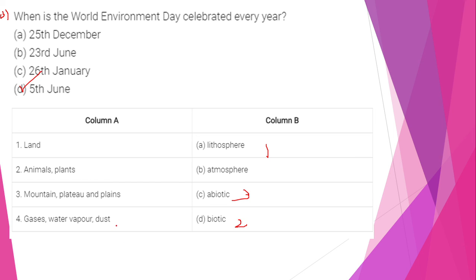Gases, water vapor, and dust would be present where? The gases are oxygen, nitrogen, carbon dioxide. From this example, we can easily tell that it's the atmosphere. The mountains, plateaus, and plains can also be the lithosphere, and the land also can be abiotic, but lithosphere and land match more. They are given like this, but we can take the mountains, plateaus, and plains as lithosphere and land as abiotic. As per our wish, we can take it.